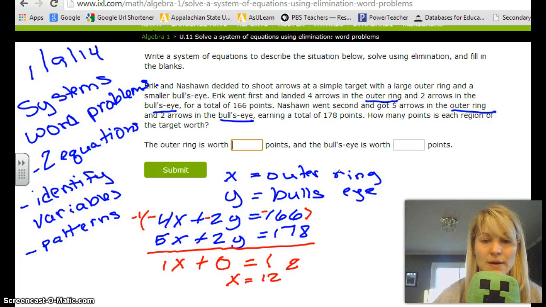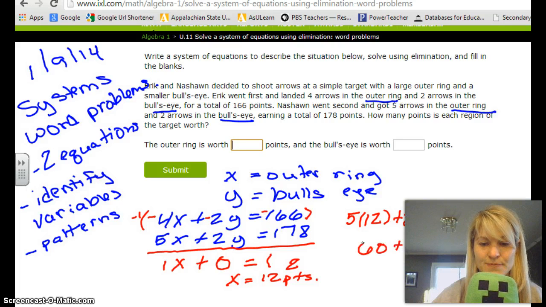So remember we have x is the outer ring. So the outer ring is 12 points. So now I've got to find the bullseye. So I know x is 12, so I'm going to plug this into either one of these equations. It doesn't really matter. I'll just go with the second equation. So we have 5, and now I know x is 12, so I can plug in 12 for x, plus 2y equals 178. And 5 times 12 is 60. And then subtract our 60.